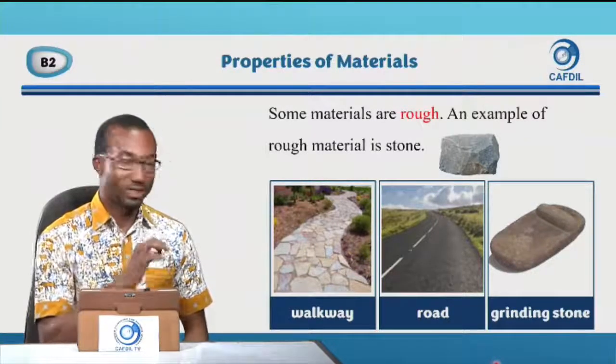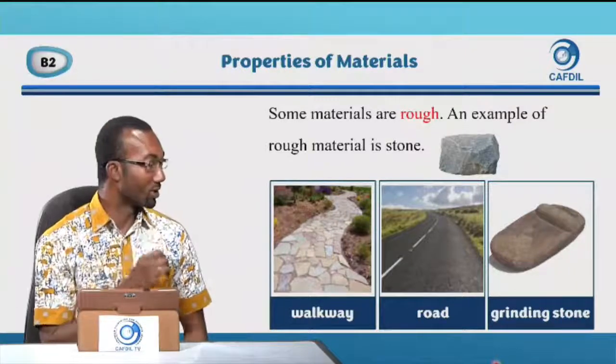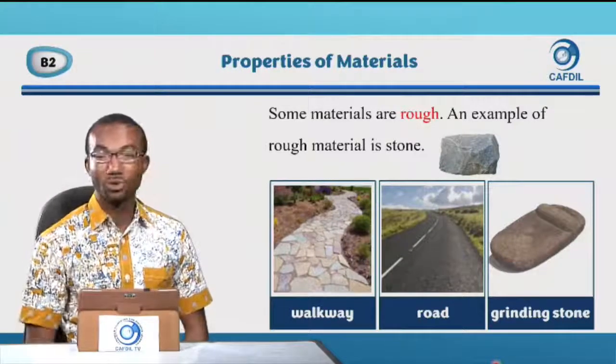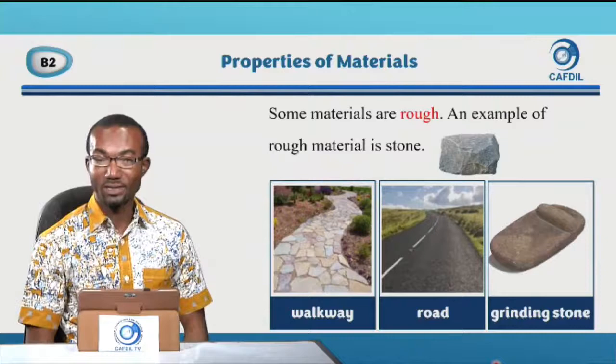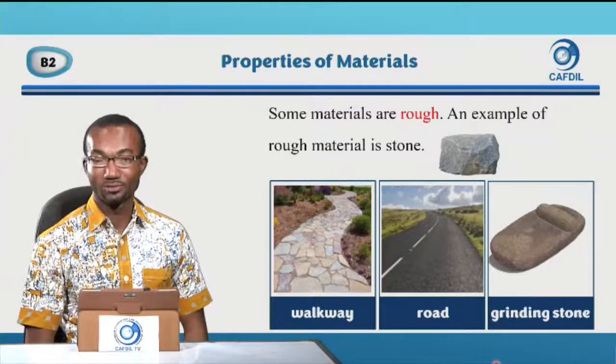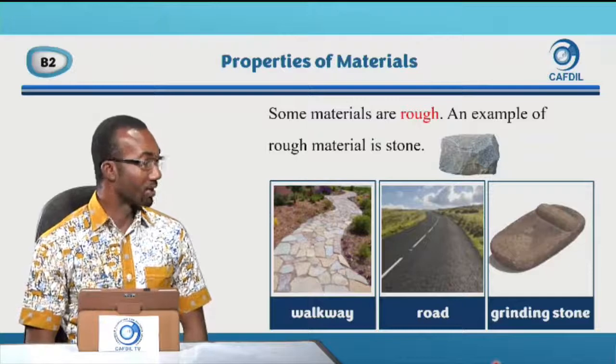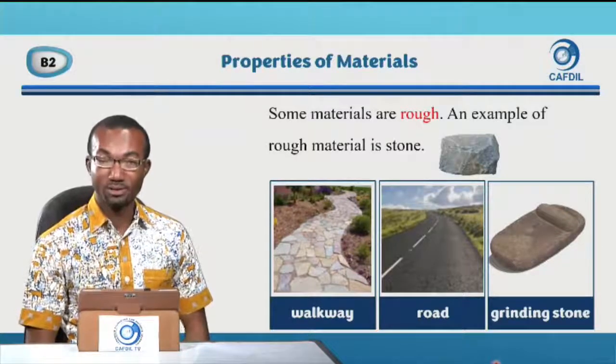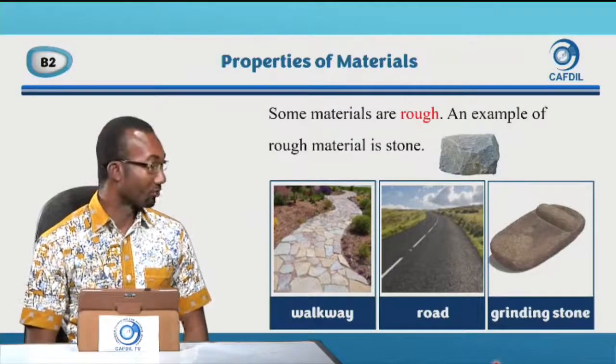So because stone is rough, we use it for roads, and then for grinding stone as well, so that we can use it to grind our vegetables very well. So stone is a rough material.